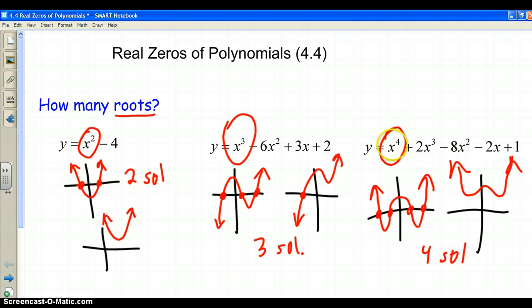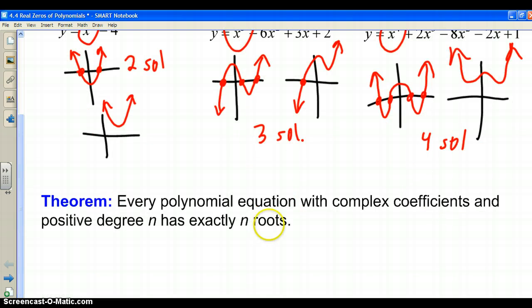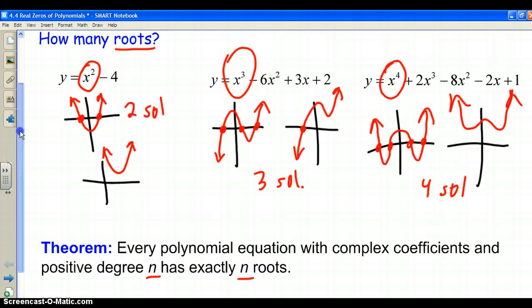And so we can tell by the degree of the polynomial, in fact, our fundamental theorem says every polynomial equation with complex coefficients and positive degree n has exactly n roots. So it's very easy to tell how many roots there are. You just look at the degree of the polynomial. You can say, well, there's 4 solutions of some kind. They may not all be real, and that's okay.